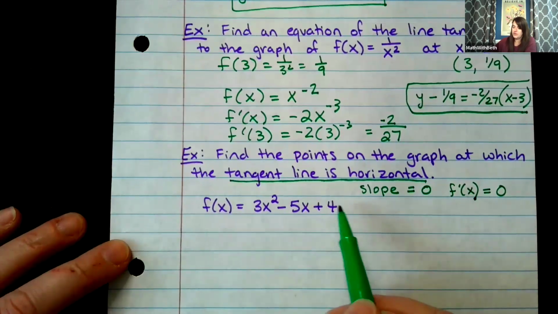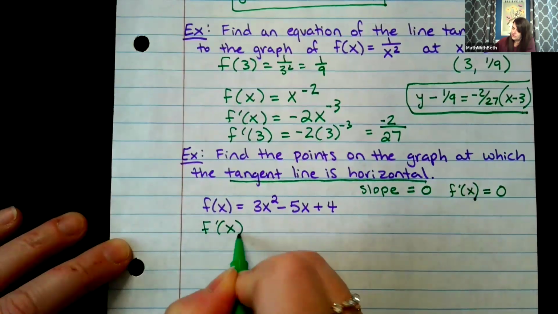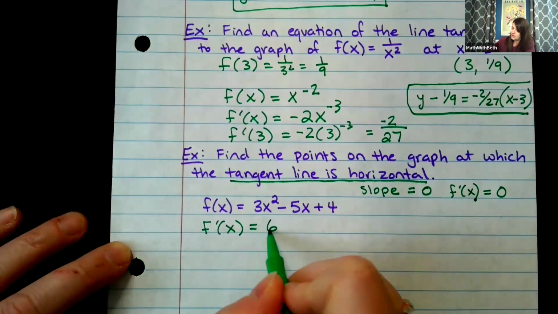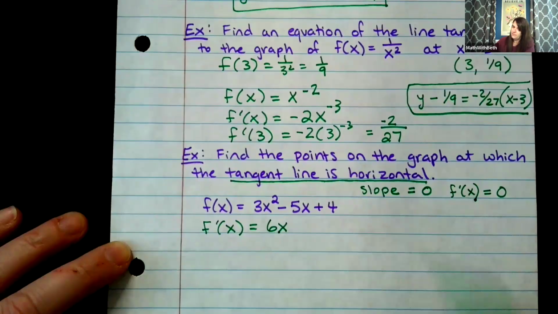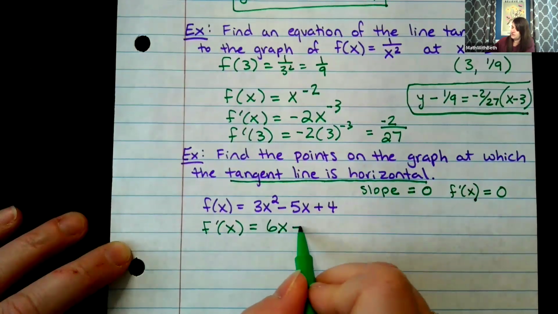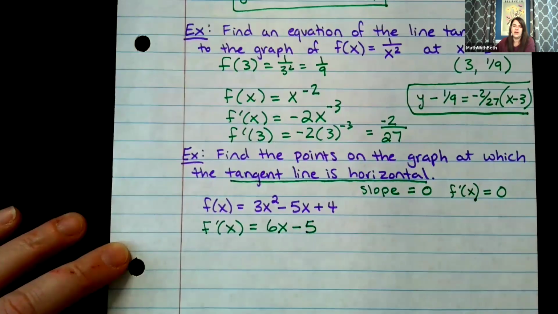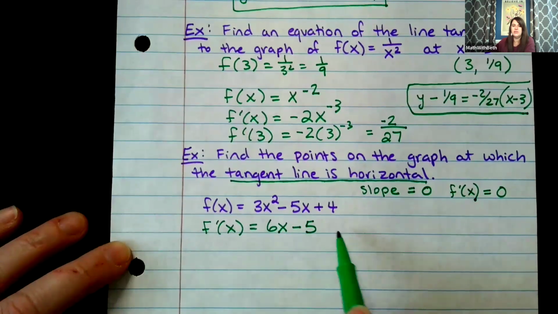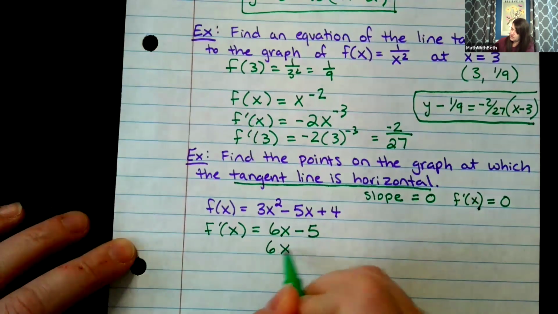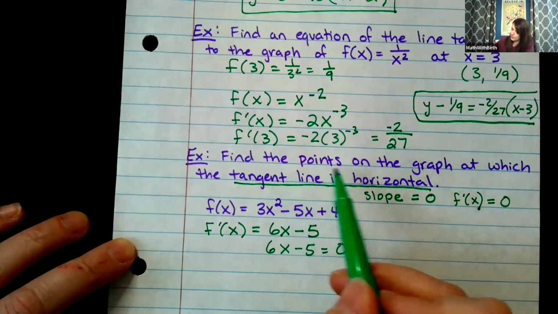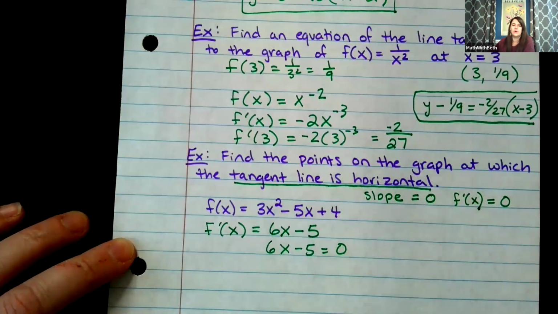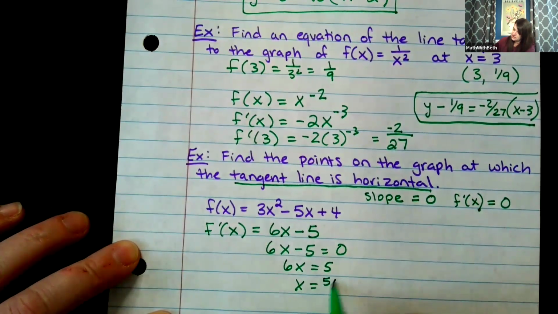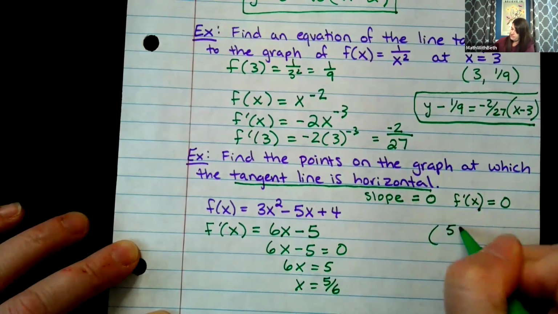So here's my equation. I'm first going to find the derivative by using the power rule in this case. So 2 times 3, 2 minus 1 is 1. The derivative of something like this would just be minus 5, and the derivative of 4 is 0. So now I'm going to set it equal to 0 and solve to find what points on the graph have a horizontal tangent line. So add 5, divide by 6, and we have the x value.